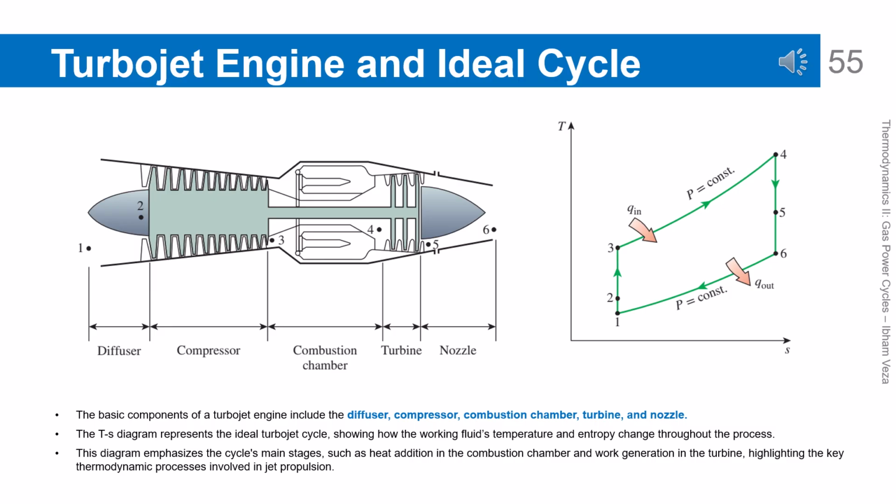The TS diagram shows how temperature and entropy change throughout the cycle. The turbine produces work to drive the compressor, while the remaining energy is used to produce thrust. Ideally, this cycle can be analyzed as a variation of the Brayton cycle. This representation links the physical components with the thermodynamic processes.